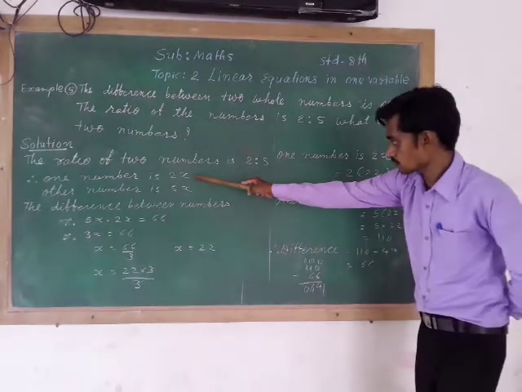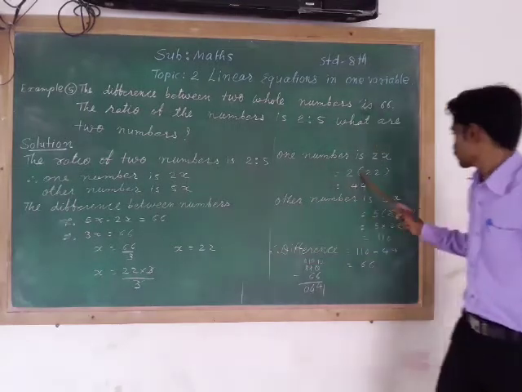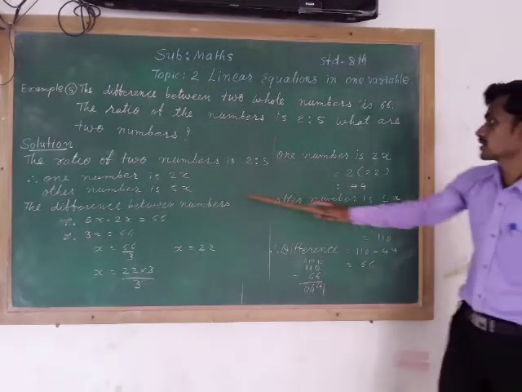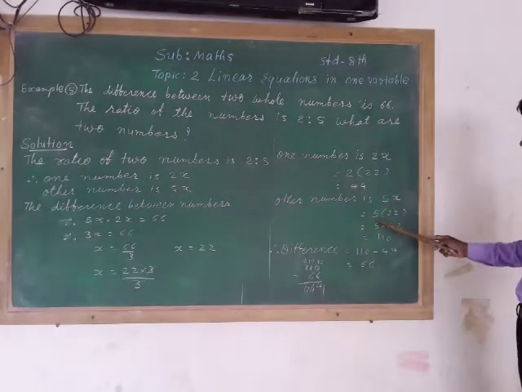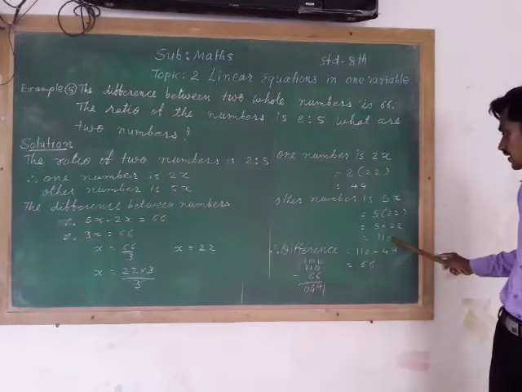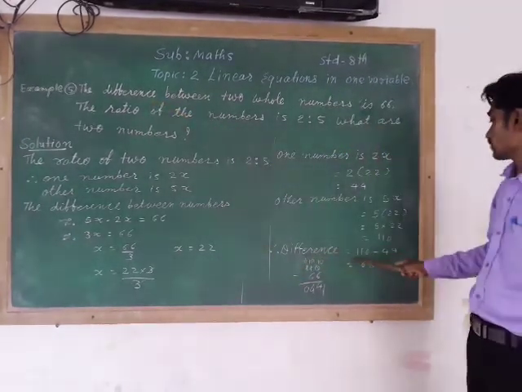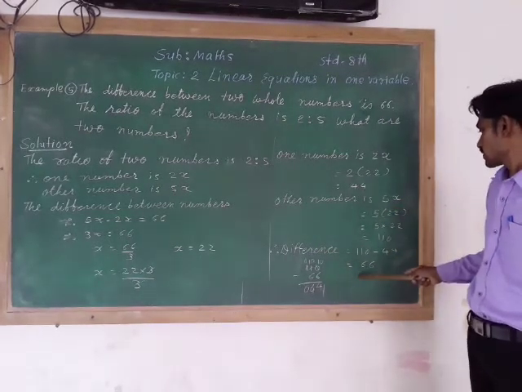So one number is 2x. So 2 multiplied by x, which is 22. 2 multiplied by 22 is 44. The other number is 5x. So 5x, 5 multiplied by 22 is 110. So we have to find out the difference. The difference is equal to 110 minus 44, which is equal to 66.